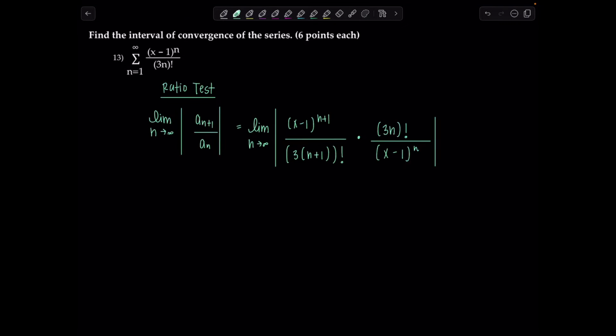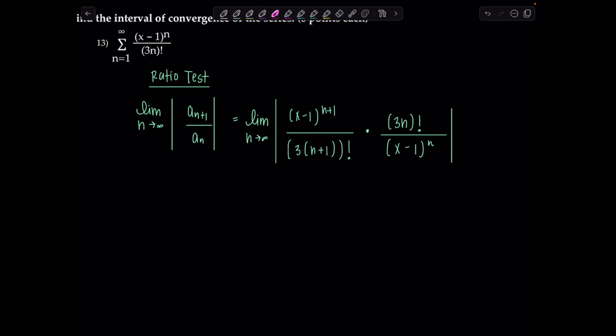Good. Now I want you to pay attention to this part here because it's crucial that you distribute the 3 throughout, otherwise you won't get the right result. So this is going to simplify to 3n plus 3 factorial, yeah? Okay, so now we've got the limit, n approaches infinity, absolute value. Let me break up x minus 1 to the n plus 1 into x minus 1 to the n times x minus 1 to the first. And I'm doing that because I want to cancel with this x minus 1 to the n down there.